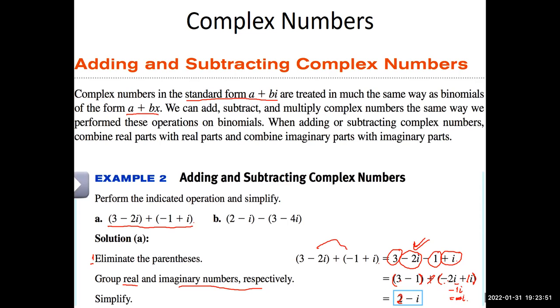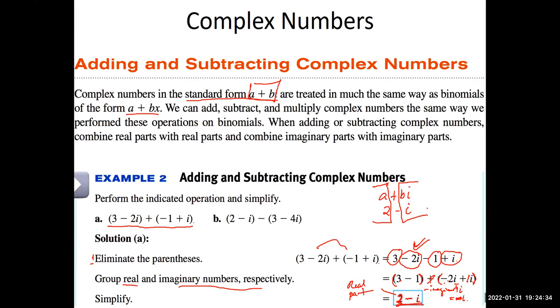So, combining them, it will now be 2 minus i, wherein 2 is the real part, okay, and i is the imaginary part. Okay, so it is still written in the standard form a plus bi. Okay? So a plus bi, so we have 2 minus i. Okay? So this is now the real part, and this is now the imaginary part. Okay?